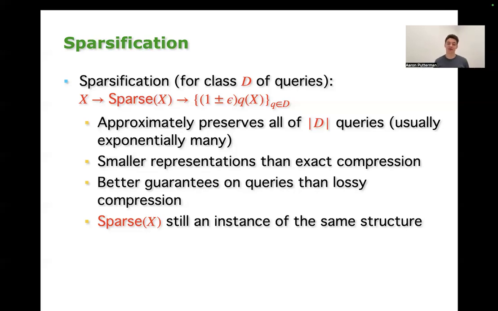And lastly, when we talk about sparsification, we often have this extra requirement that your sparsified instance is in fact still an instance of the same structure. What this means is that if you had an algorithm which works for your original object X, it should still work on your sparsified version, sparse X, because it will still be an instance of the same global structure. To make all of this concrete, one of the most common settings in which people look at sparsification is in the context of graphs.